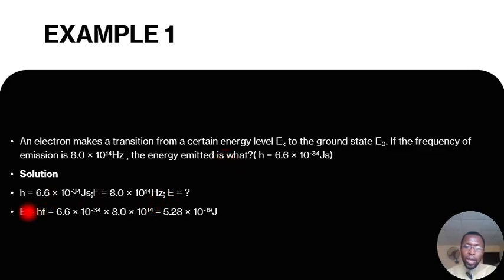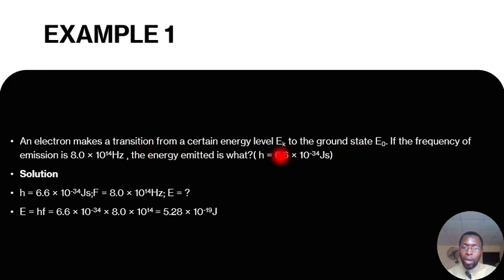By formula, the energy emitted is the product of Planck constant and frequency. The Planck constant is h multiplied by the frequency, which is f. So 6.6 times 10 to the power minus 34, that is the Planck constant, multiplied by the frequency, 8.0 times 10 to the power 14. And when you do this, the result will be 5.28 times 10 to the power minus 19 joule. So that's the energy emitted when there is a transition of the electron from EK to E0.